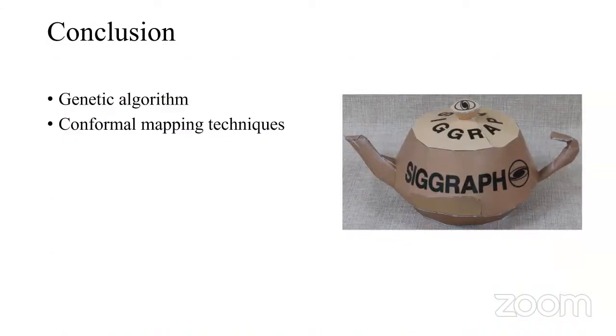In conclusion, we present an algorithm. This algorithm contains two key contributions. The first is the genetic algorithm. It is used to optimize discrete and discontinuous objects. The second, we use the mapping distortion as the approximation. We use the mapping distortion to replace the approximation error to make evaluating the fitness function easier.